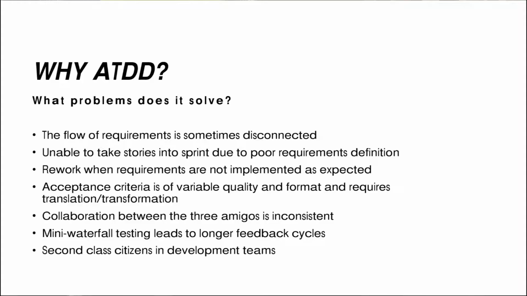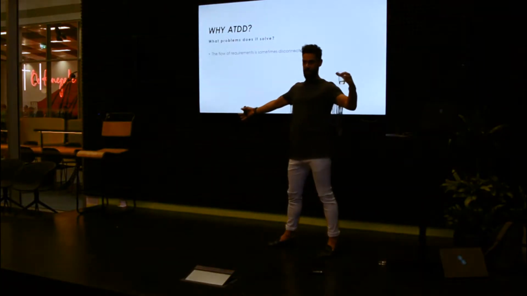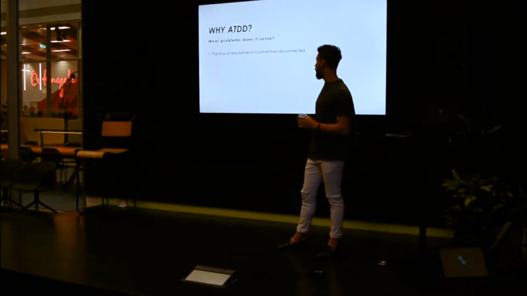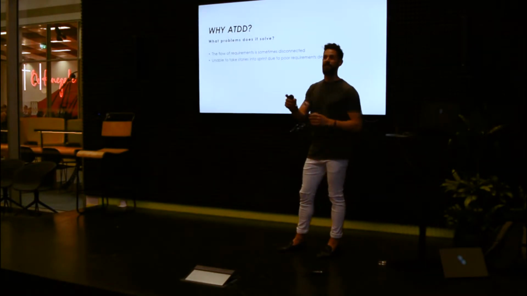So with ATDD, the flow of requirements is sometimes a bit disconnected. I'm sure we've all seen this: we want this thing, and it goes to a vision document, and then it goes to a BA, and it goes to a development team, and they go, oh yeah, I think actually what we want is this thing. And those two things are completely separate. We've all been there. If you haven't been there, I'd like to talk to you, because I want to know how you did it.